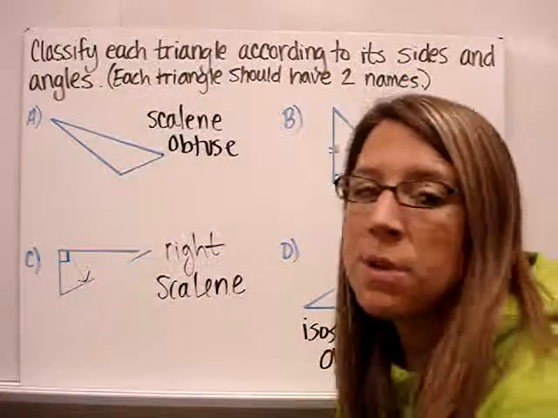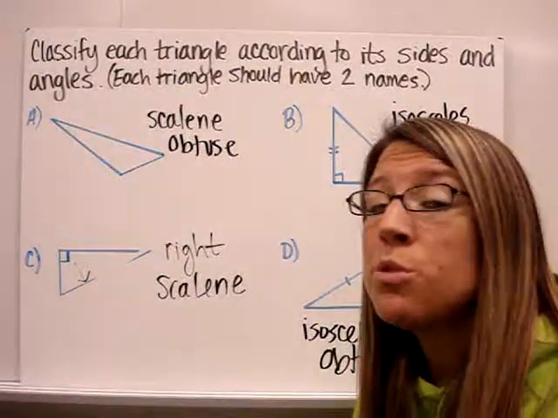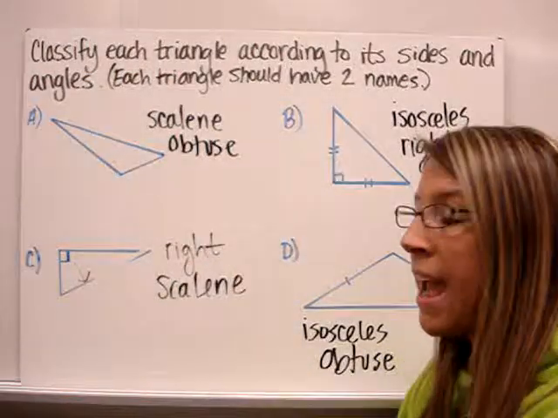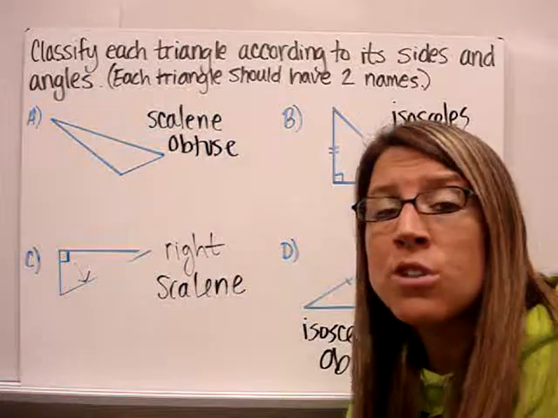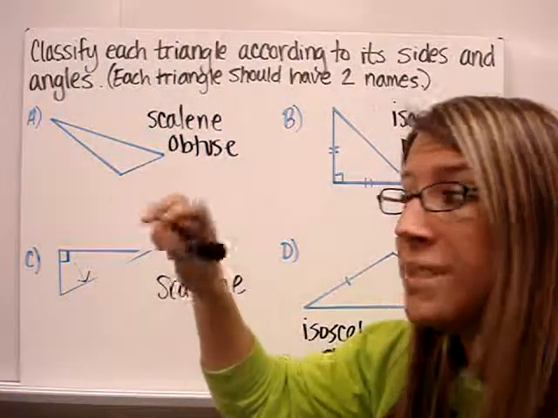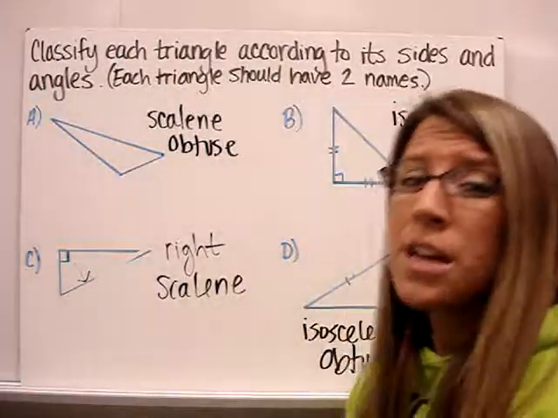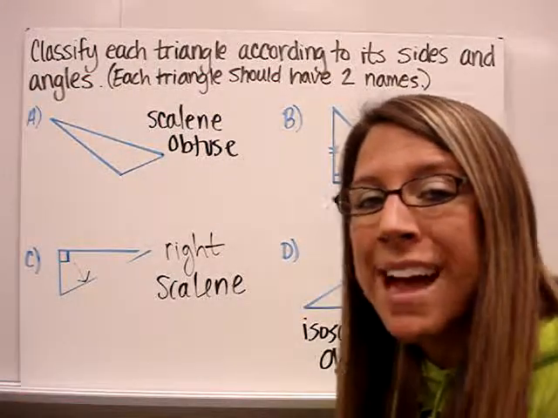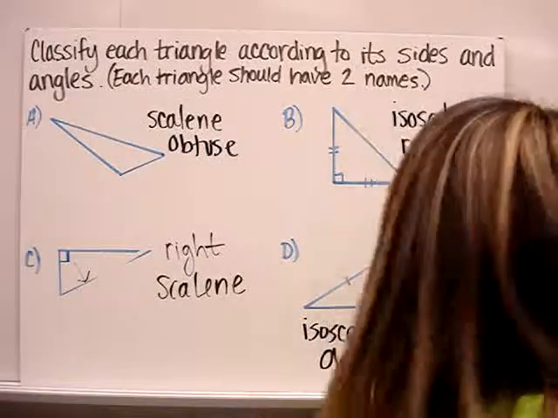Take one attribute at a time, and keep in mind, use your notes. You've got your three names for the sides, three names for the angles. You don't ever give a triangle two angle names or two side names. That's a common mistake. So remember, it's one name based on the lengths of the sides and one name based on the measures of the angles.